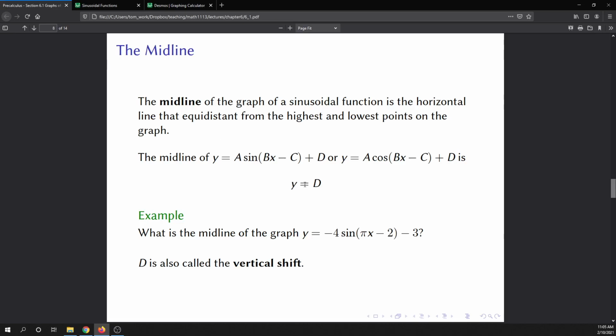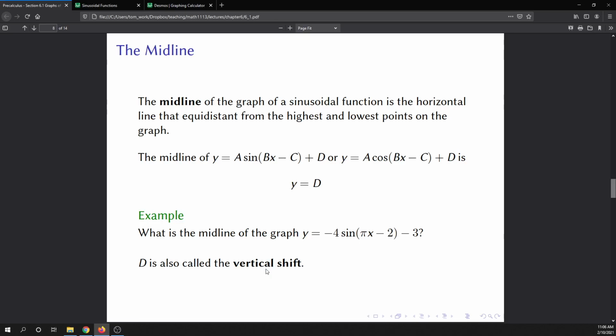All right, so the equation for the midline. If I have a sinusoidal function, a sine(bx minus c) plus d, or a cosine(bx minus c) plus d, it's very, very easy to find the midline if you have the formula, because it is just y equals whatever the value of d is. Okay, so that number d is also called the vertical shift, so you'll hear it referred to in that way.